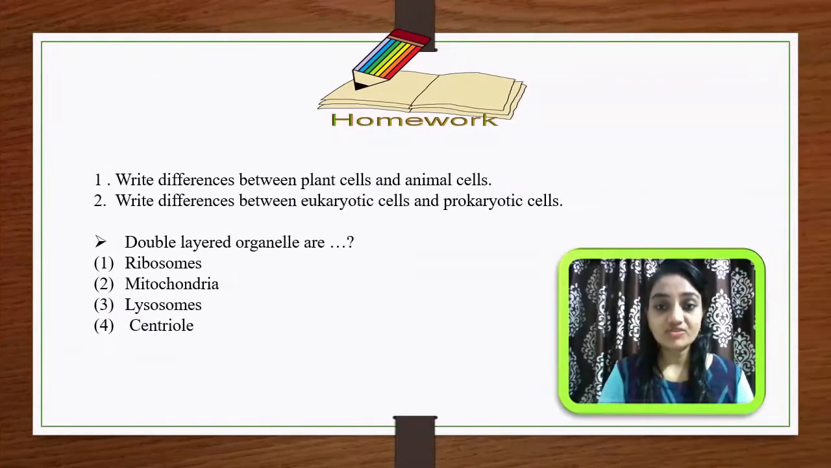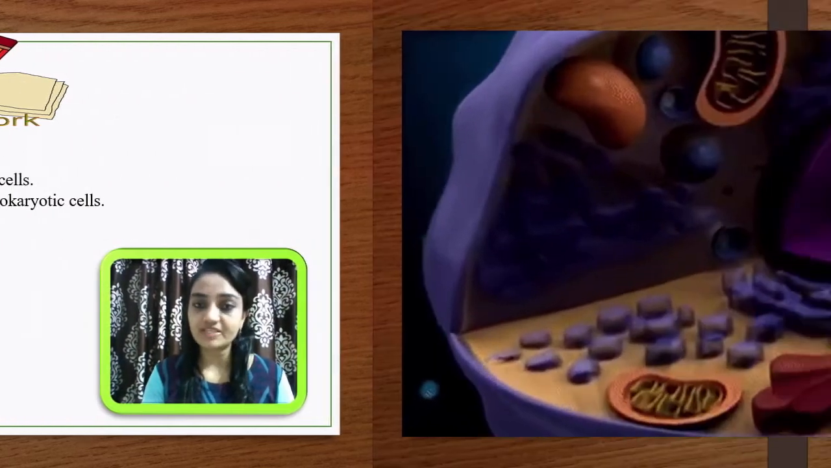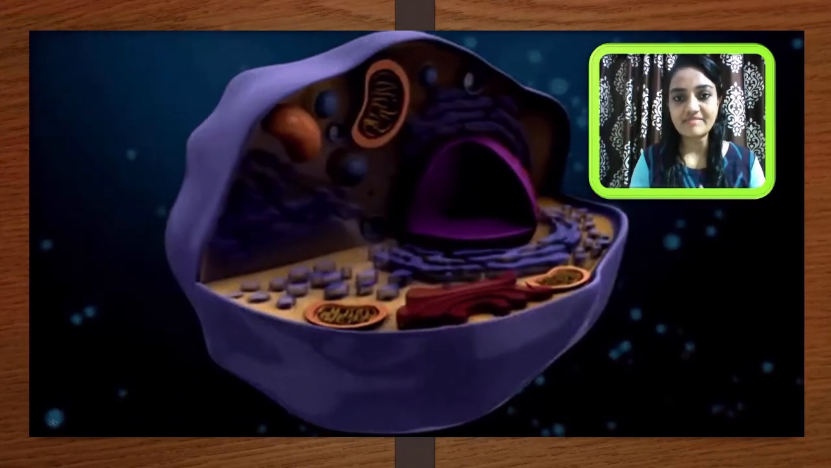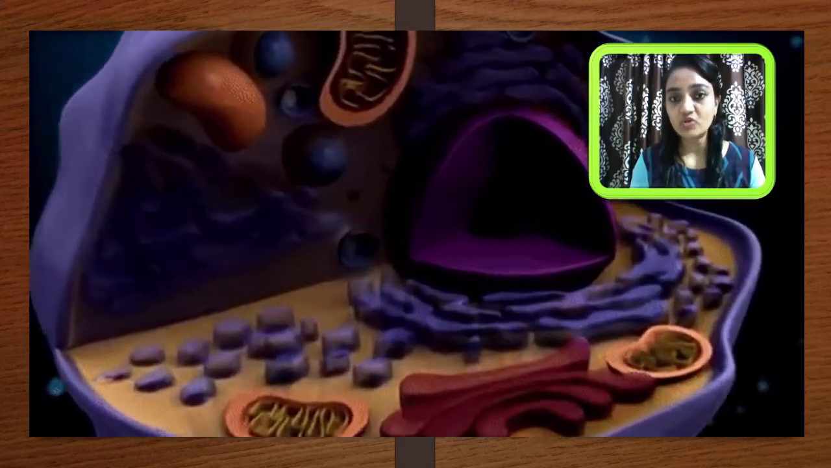So this is the homework for today's lecture: you have to write differences between plant cell and animal cell. And second, you have to write the differences between eukaryotic cell and prokaryotic cell. And whatever you have learned in this chapter till today, let me summarize all the topics in the form of one animation video. So look at this video.